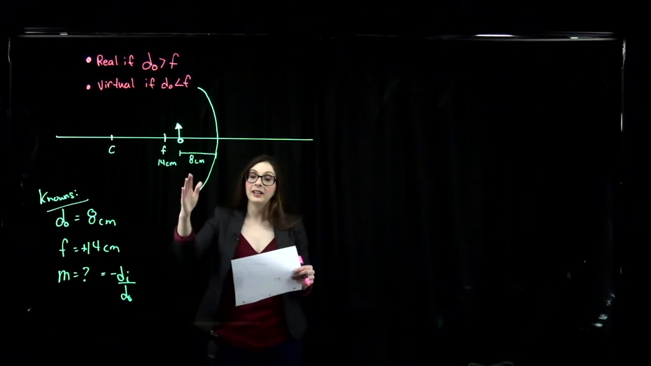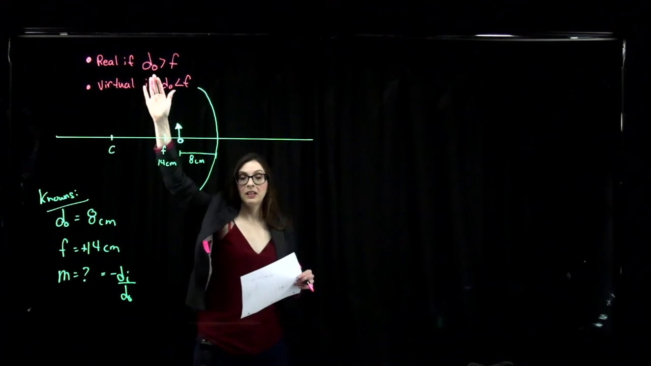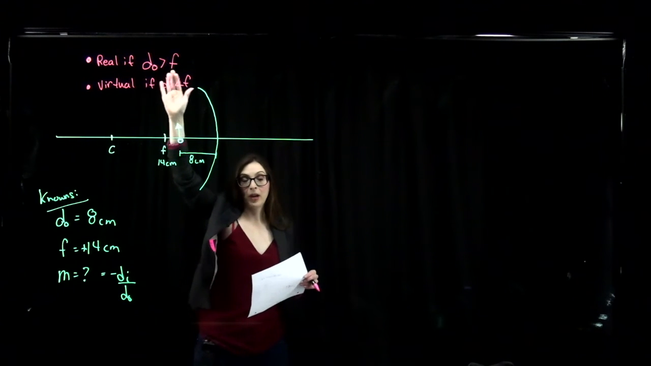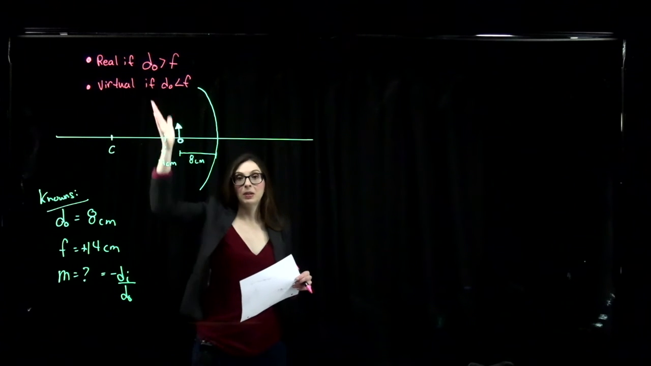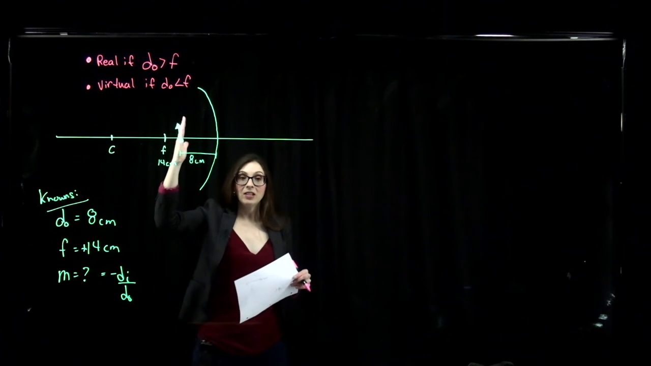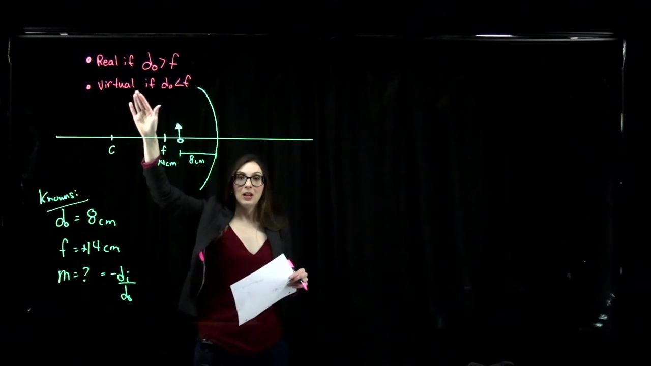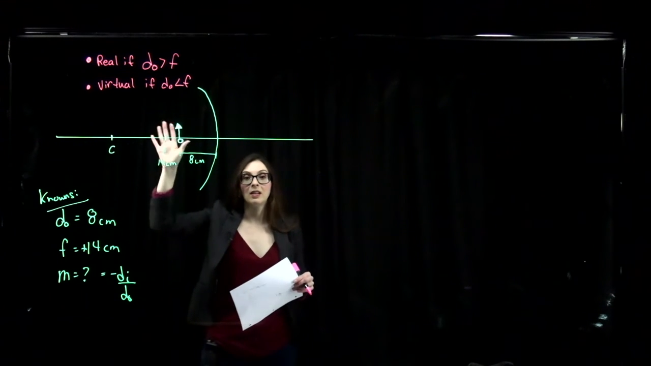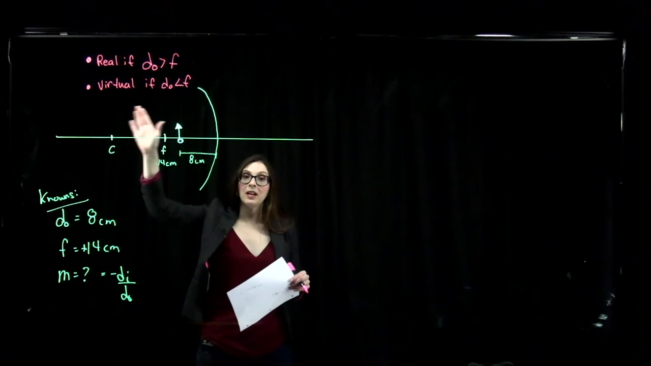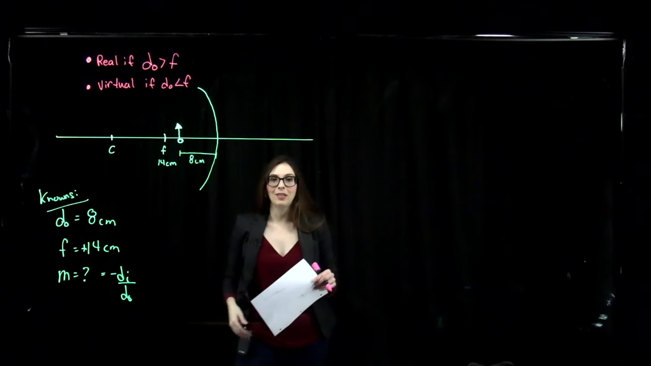Now for a concave mirror like this, our image is real if the distance that the object is away from the mirror is greater than the focal length. Real for a mirror means that the image appears on the same side as the object. That's opposite of our convention for thin lenses. For this concave mirror, we have a virtual image if the distance that the object is away from the mirror is less than the focal length. And for mirrors, virtual means that our image appears on the opposite side of the mirror as the object, which is different, again, from our thin lens convention.